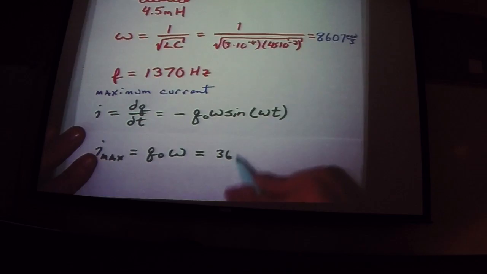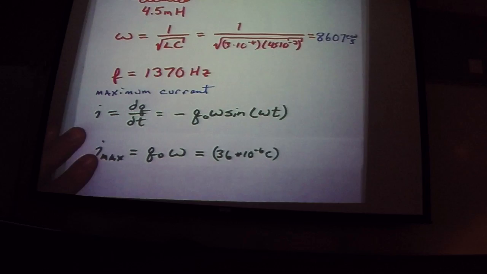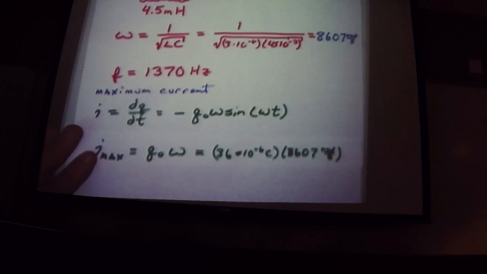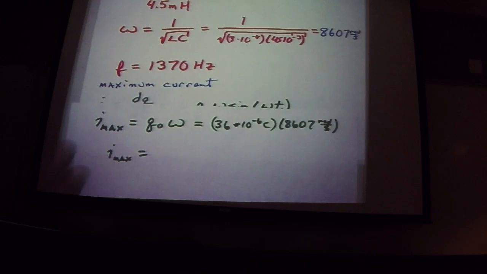Omega. Q naught is 36 times 10 to the negative 6. That's 36 microcoulombs right there. Okay. The omega is 8607 radians per second.